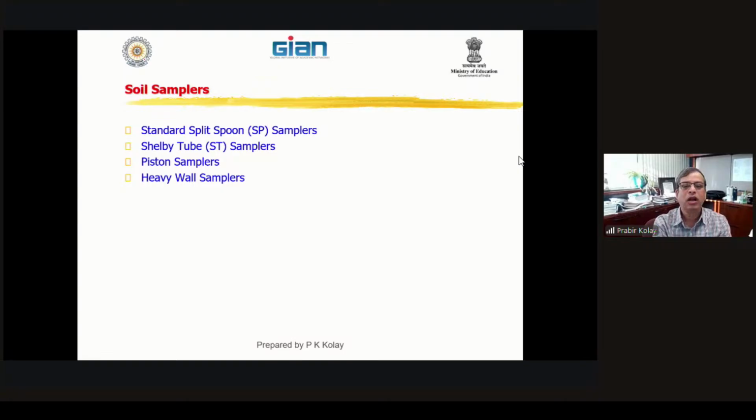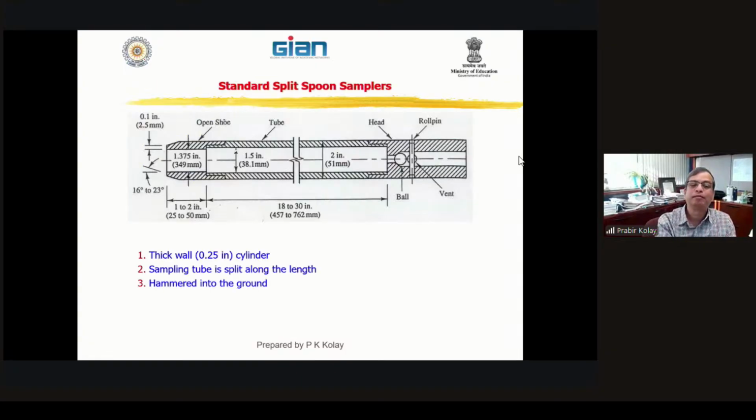The soil sampler. There are different types of samplers you can use to collect the soil sample. One is the SPT or split spoon sampler, and another is the Shelby tube sampler, with which you can collect clay type samples. There are also piston samplers and heavy wall samplers. So there are different types of samplers. The standard split spoon sampler is basically a thick wall sampler, and it can divide into two halves. While doing this, you need to hammer it into the ground.